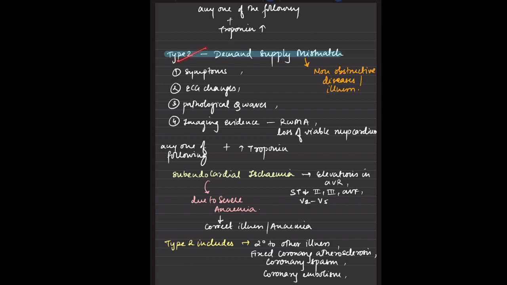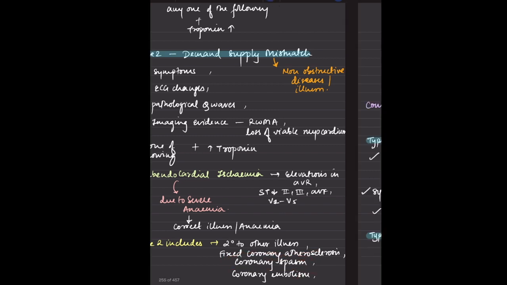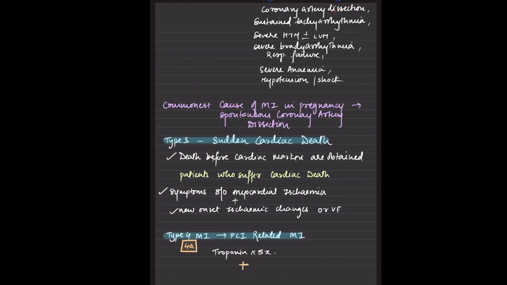Then we have type 2, which is a demand supply mismatch. That means there isn't any occlusion, but there will be vasospasm or other causes; we'll see that later. There will be ECG changes, symptoms, pathological Q waves, on 2D echo regional wall motion abnormality, loss of viable myocardium, any one of the following, and there will be raised troponin levels. Type 2 includes chronic illness, fixed coronary atherosclerosis, coronary spasm, coronary embolism, artery dissection, respiratory failure, severe bradyarrhythmia, severe tachyarrhythmia, anemia, hypotension, shock.